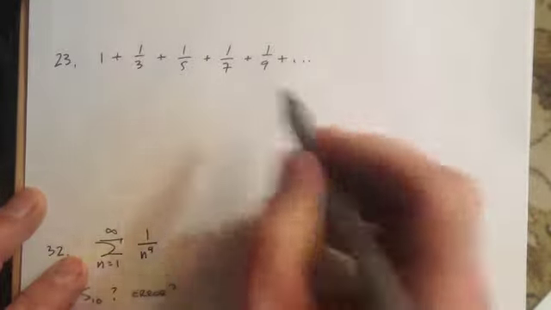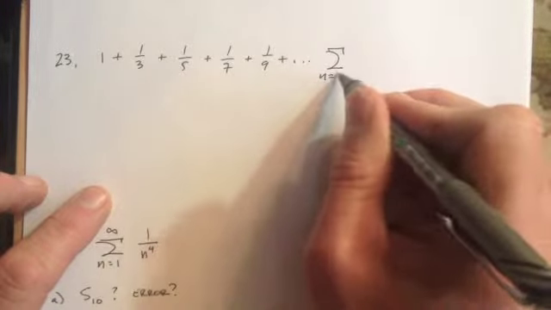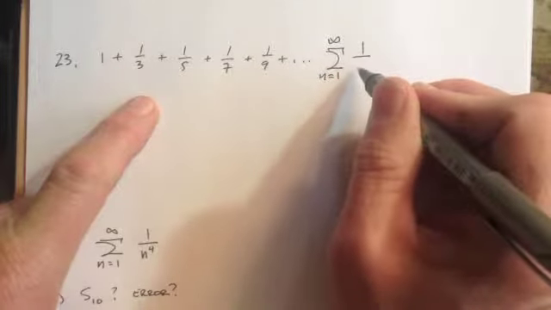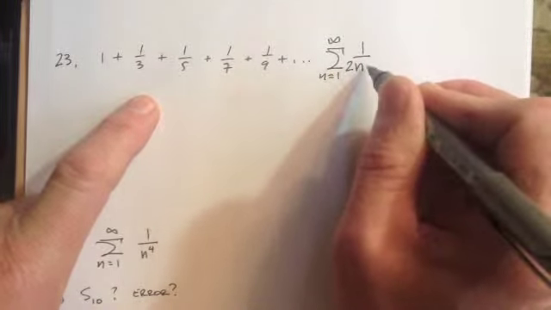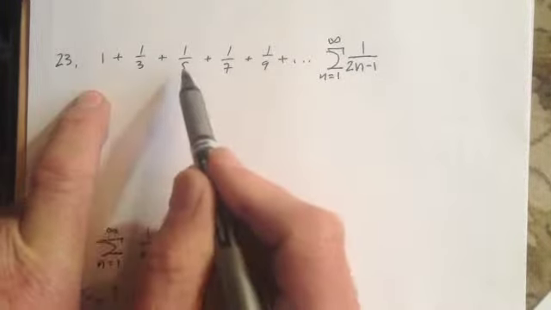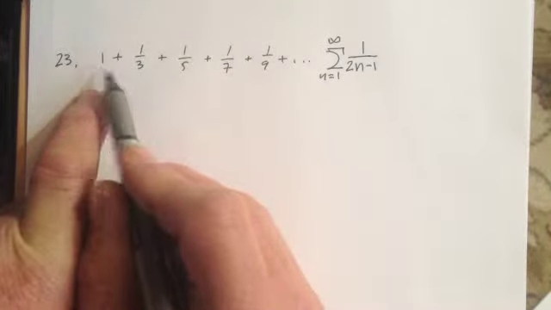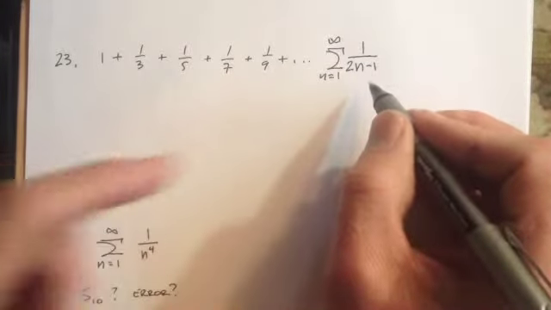This one here, we can write in sigma notation just to get a handle on it. This is simply 1 over 2n minus 1, right? Those are going up by odd numbers, going up by 2's, hence the 2, and then the minus 1 adjusts it back down to 1, 3, 5, 7. Classic odd number thing. So what's going on here?